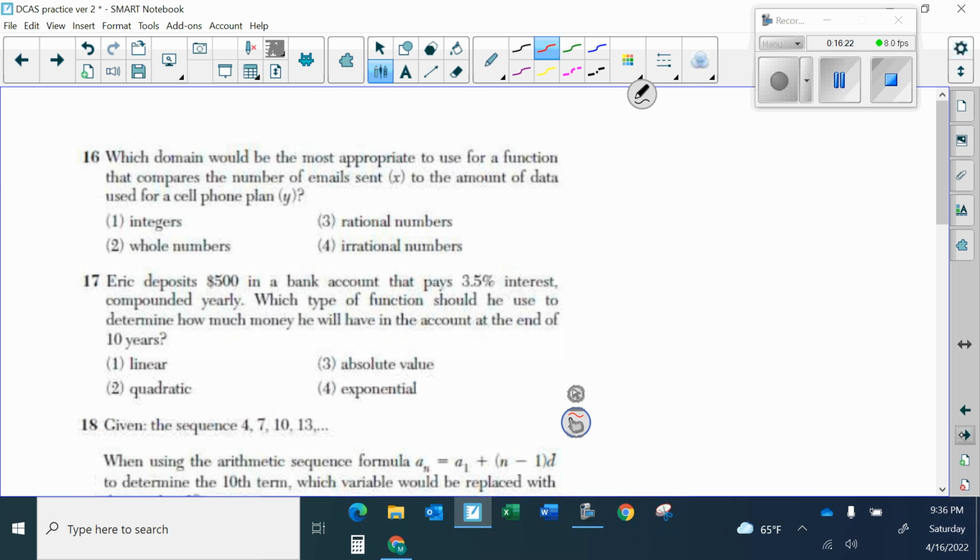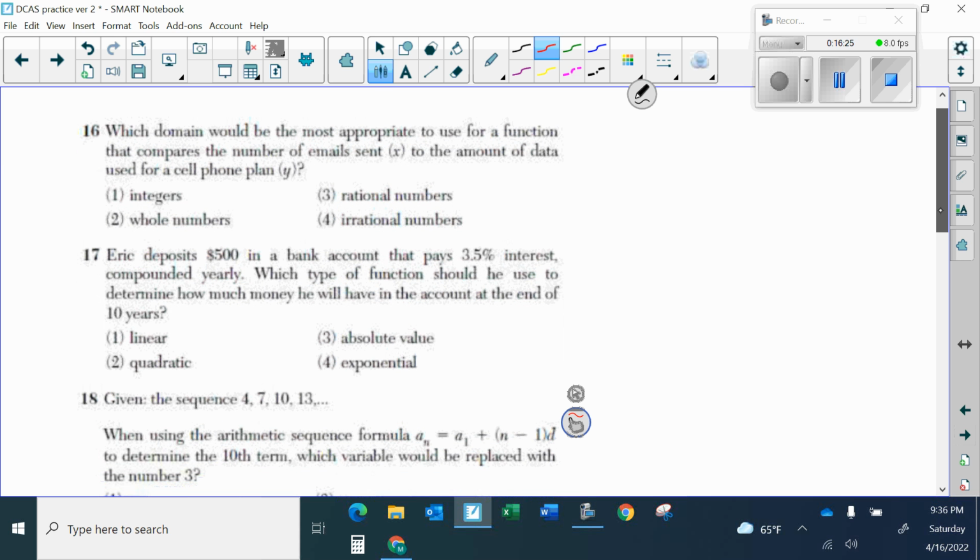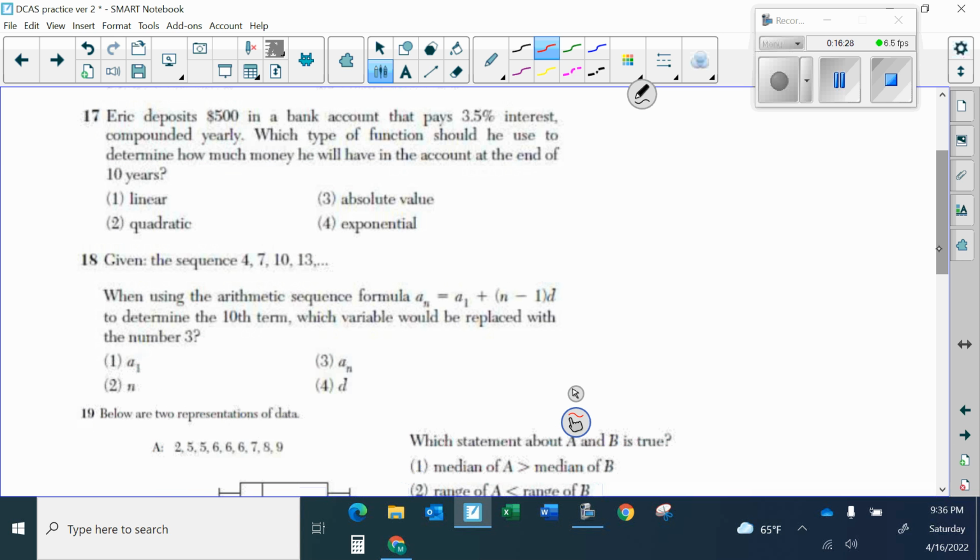Again, this is a good general idea of a practice DCAS. It's the second one now. You need to memorize all these right here. Let me go through. Eric deposits $500 in a bank. It pays 3.5% interest. So the 1 represents 100%, plus 2 places to the left to change it to a decimal, 0.035, and then to the year. Sometimes I put Y, sometimes I use N for years.